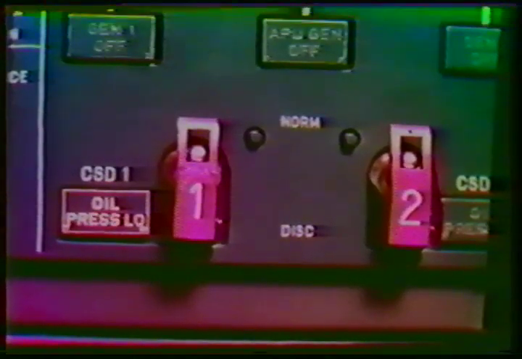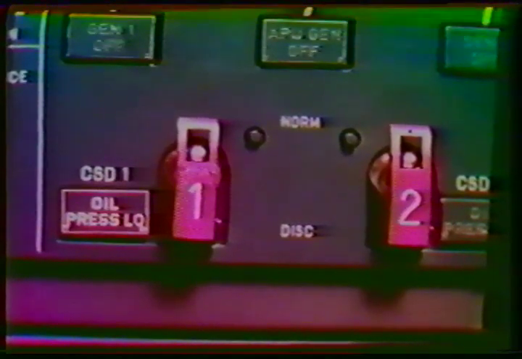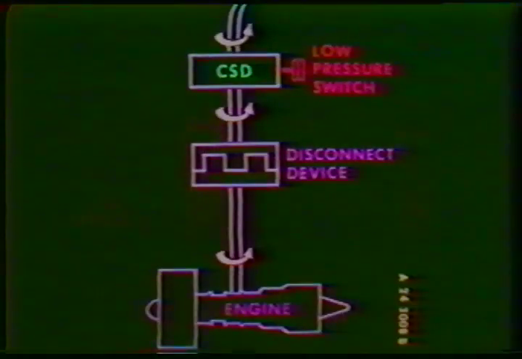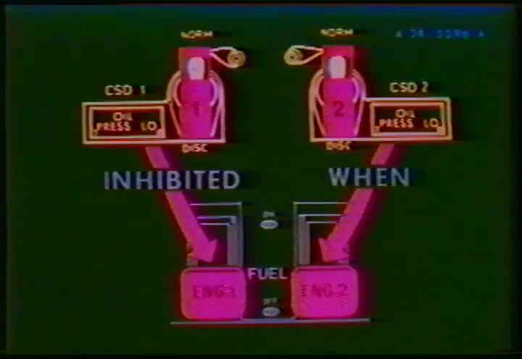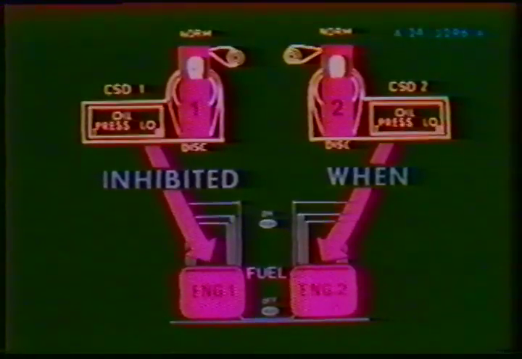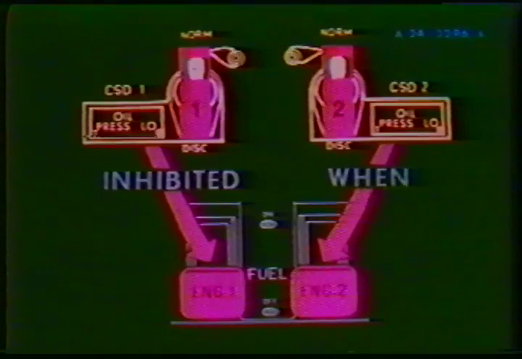An amber oil pressure low light located on the bottom of the electrical control panel will illuminate when the CSD oil pressure detects a drop in pressure below a predetermined value. This oil pressure low warning light is inhibited when the corresponding engine high pressure fuel shutoff lever is in the off position.